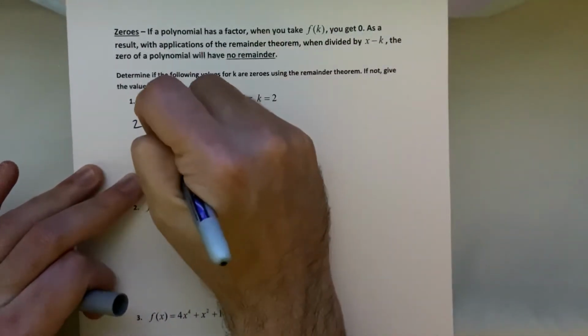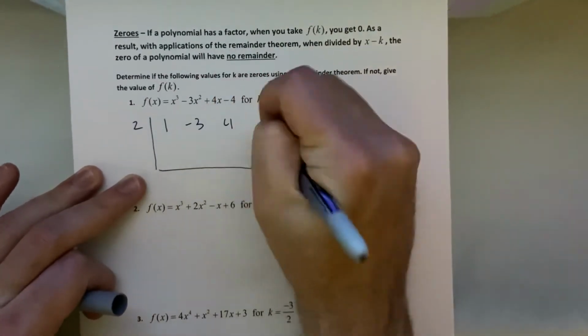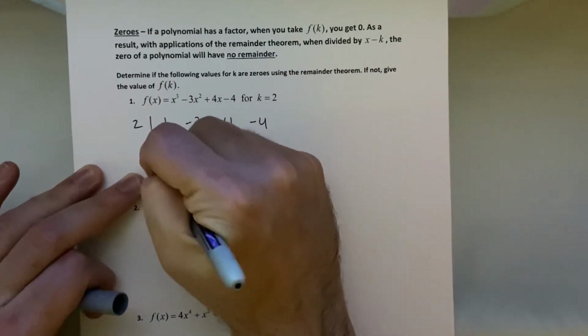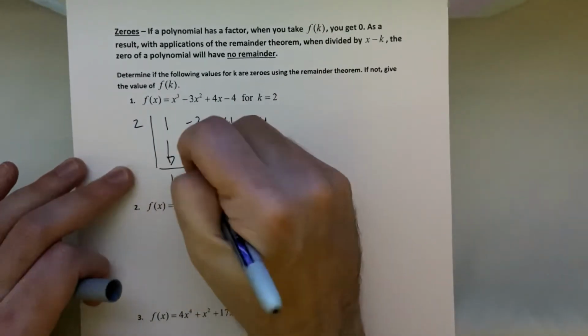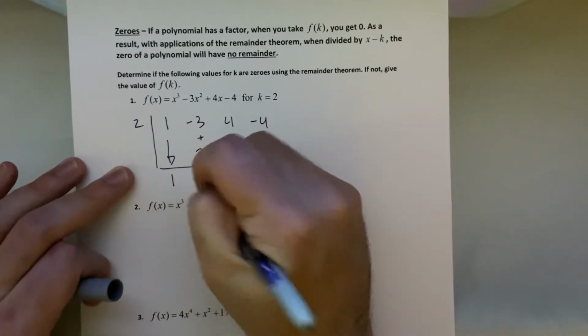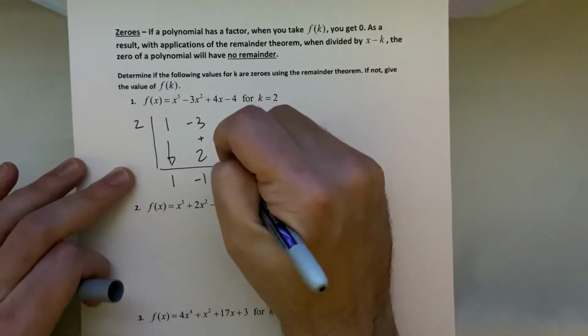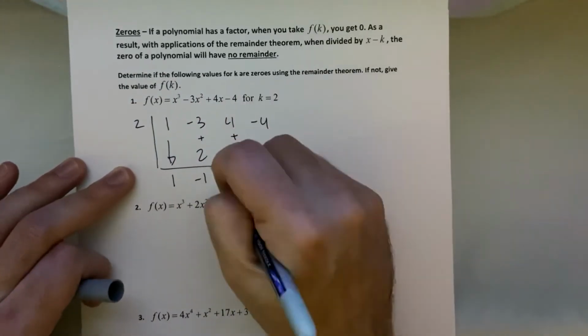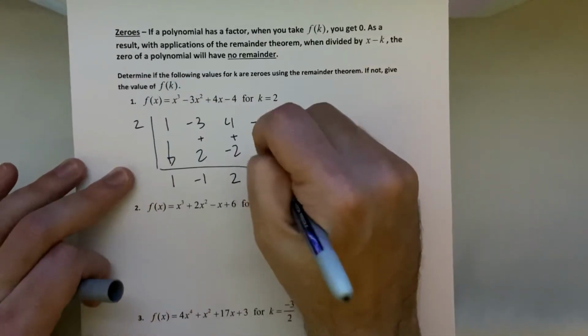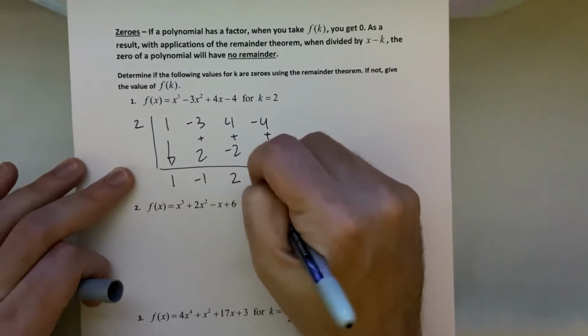If 2 is a factor, then at the end, I should get a 0 for the remainder. 1 times 2 is 2. Negative 3 plus 2 is negative 1. Negative 1 times 2 is negative 2. 4 plus negative 2 is 2. 2 times 2 is 4. Negative 4 plus 4 is 0.